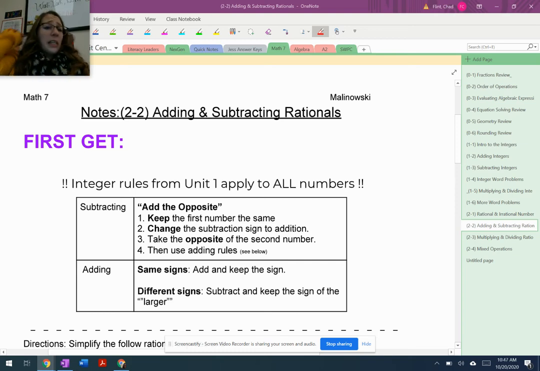So here I am doing these notes again for 2-2 because for some reason the first time I did them, the volume wasn't working. I don't know. What is up with that?